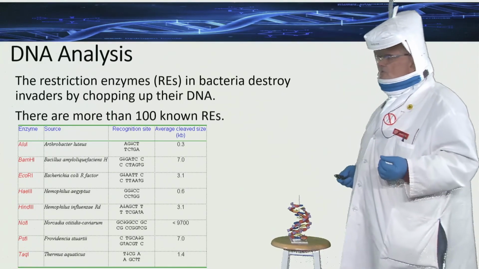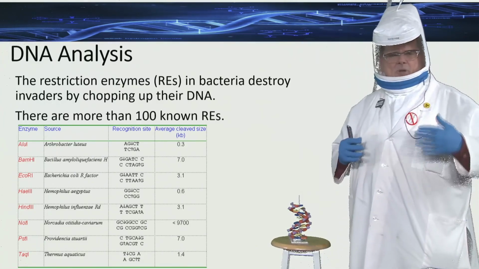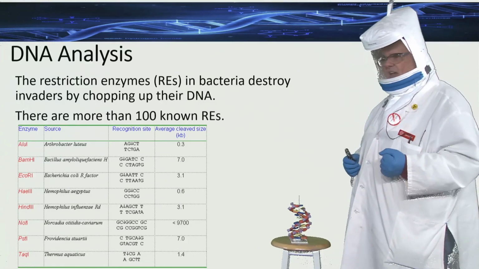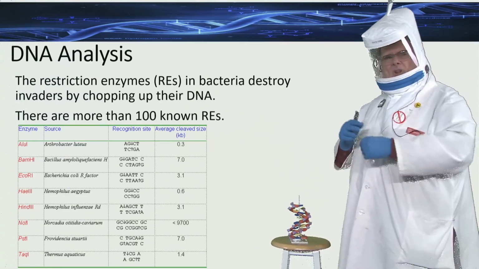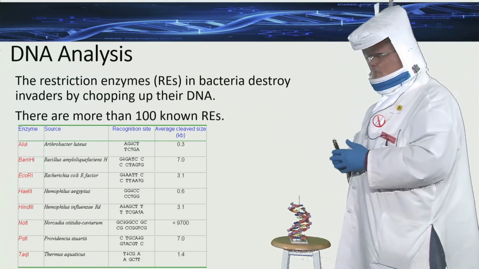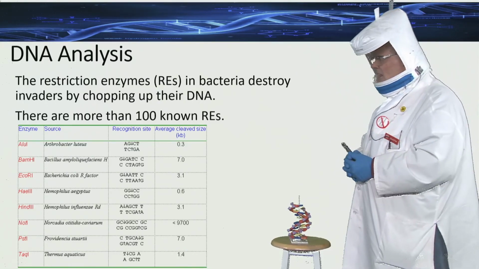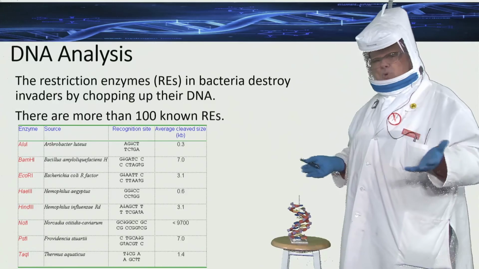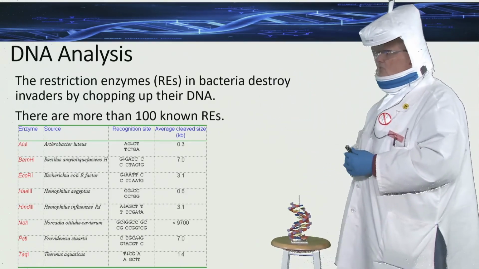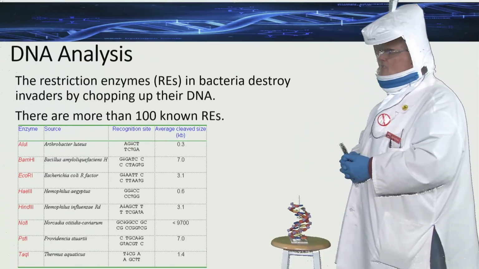As I said before, there's a variety of restriction enzymes that are available. These come from bacteria. Bacteria have these restriction enzymes because they will chop up the DNA of a virus and keep the bacteria from being killed or taken over by a virus. We know of more than 100 different restriction enzymes. I've given you a short list here of some of the more commonly used ones.